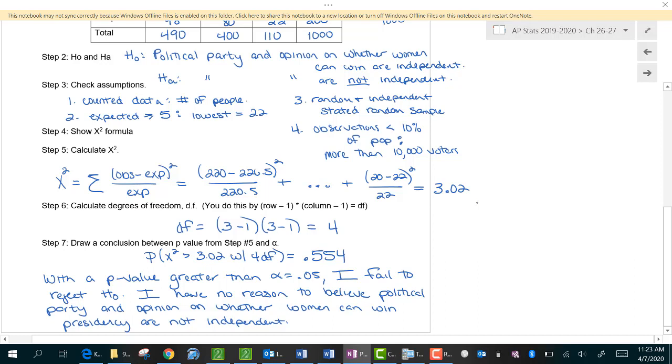So the next thing we need to do is calculate the degrees of freedom. So remember, it's the total number of rows minus 1 times the total number of columns minus 1. So we end up with 4 degrees of freedom.